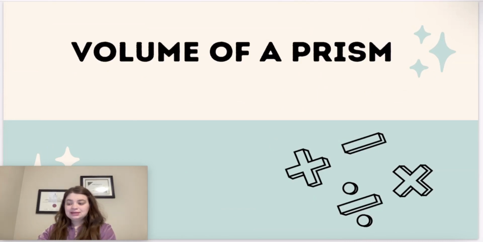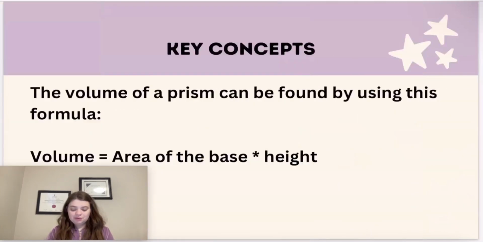Welcome back. Today we're going to be talking about how to find the volume of a prism, so let's dive in. The volume of a prism can be found using the formula that the volume is the area of the base times the height.